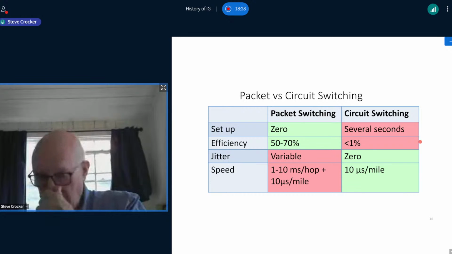Now, on the other hand, you get the benefit of no jitter, and the delay is quite fixed. The speed of light in free space is about 5 microseconds per mile.